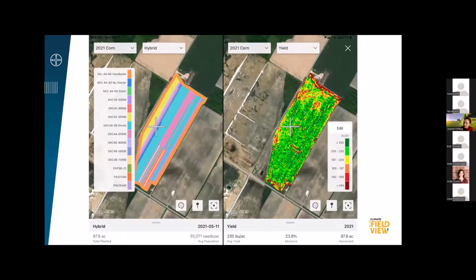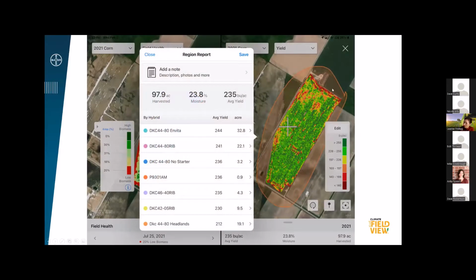And so I love this example. There's a lot going on in this field. We've got a hybrid plot down at the bottom of the field, but there's also headlands mapped separately. So what can you learn about the headlands, and maybe you're going to manage those differently. There's no starter strips. There's some Invita here. There is a bunch of custom hybrids here, and here's the yield map, and you can see there's a lower yielding area as well. But then at harvest time, you can just draw a circle around that field and see how each of those treatments did.